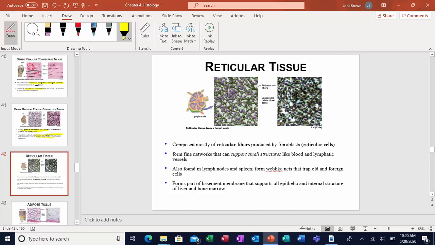Reticular tissue has lots of reticular fibers, and those fibers are made by fibroblasts, and they will form this network for support, and you find it in your blood vessels, in your lymphatic vessels. You find it in lymph nodes, the spleen. That web-like arrangement of those reticular fibers traps things, old worn-out cells, and any kind of bacterium or virus or foreign invader can get trapped in this tissue in the lymph nodes.